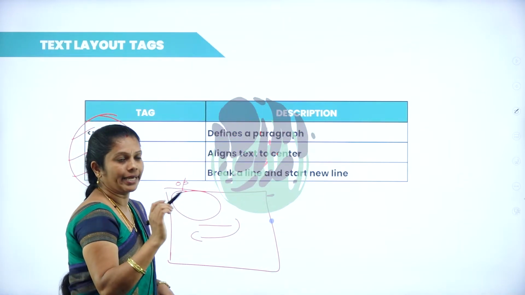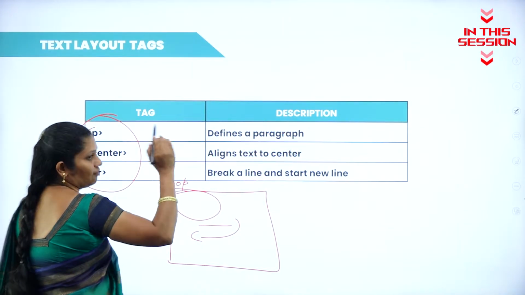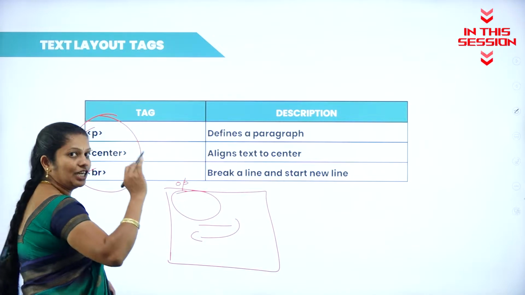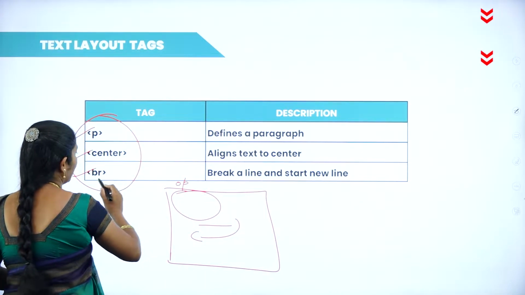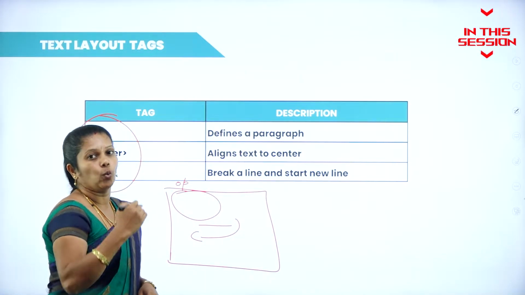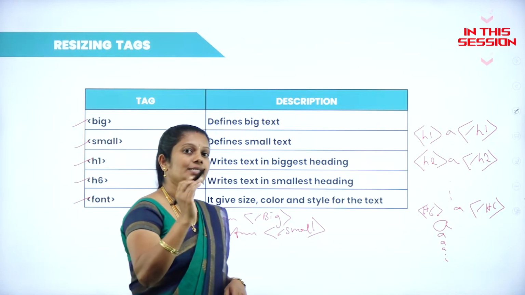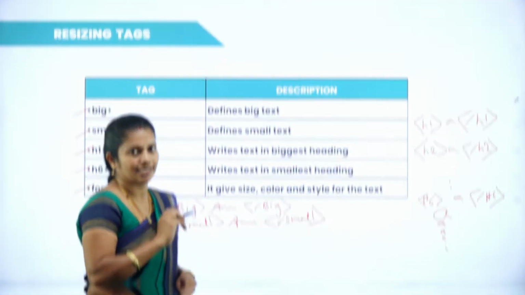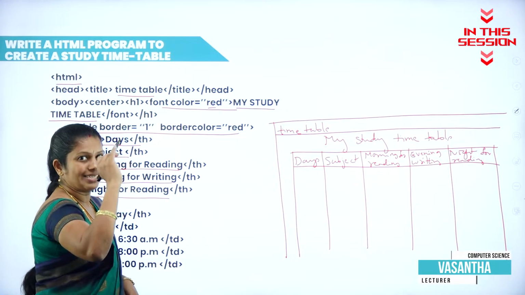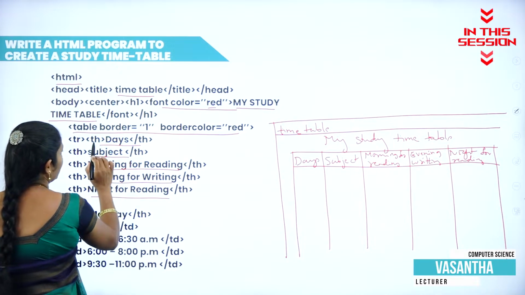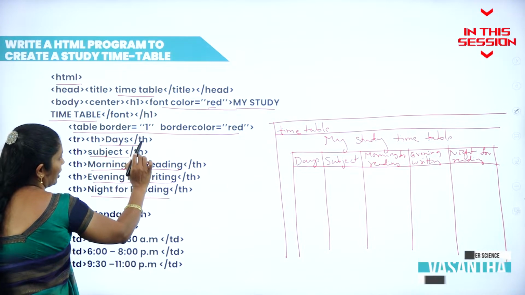Text layout tags include the P tag for paragraph, the center tag to display the data at the center, and the BR tag, which helps to give one line break. In the font tag, we can give different colors, styles as well as sizes for your text. TR means table row. Now the first row has started. On that row, we give TH and close it with the TH.